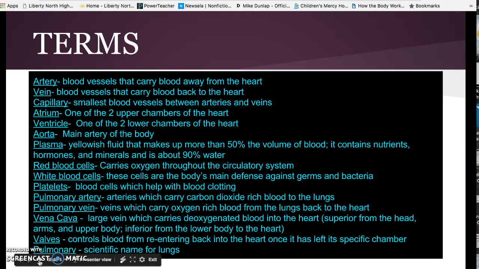Here's a list of terms that you are going to use for this section. It's important that you learn all these terms because all of these terms will be used in our test at the end of this week. So make sure you know what all of them are. Some really important ones are arteries and veins. Make sure you understand the difference between those two. Understand the difference between the pulmonary artery and the pulmonary vein. Understand what valves do, and understand that the atrium and ventricles, they're two different places too. Make sure you know that as well.